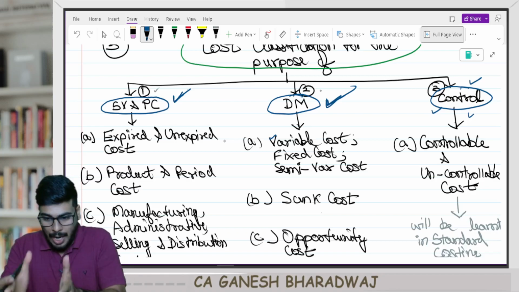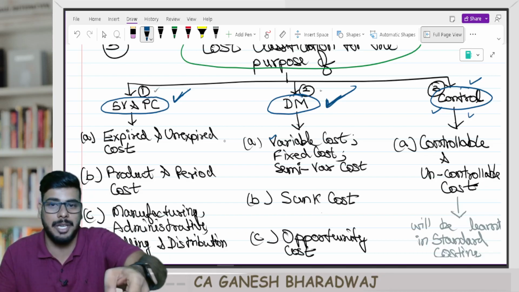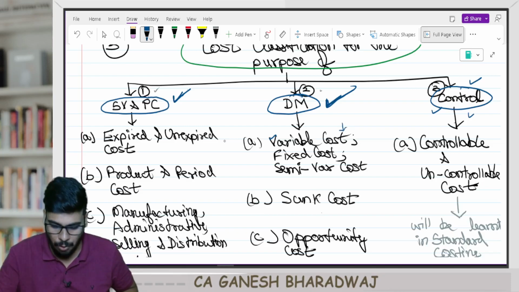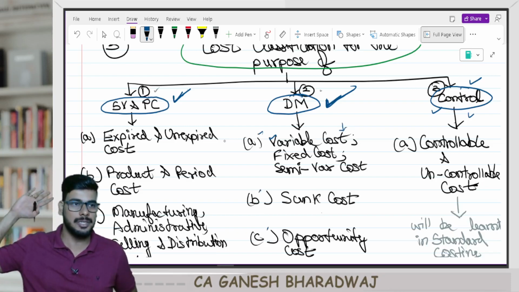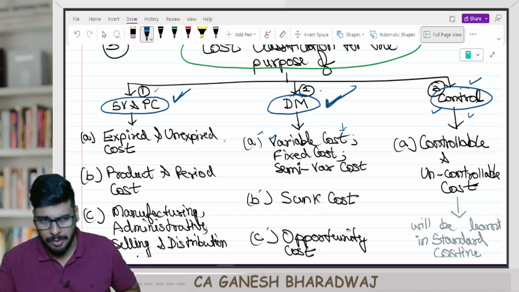So when you are taking a concept that achieves the objective of decision making, then cost should be looked at from the perspective of 2A, 2B, 2C. Are you clear with this? No, sir. There is a chapter called cost sheet that we will be seeing.